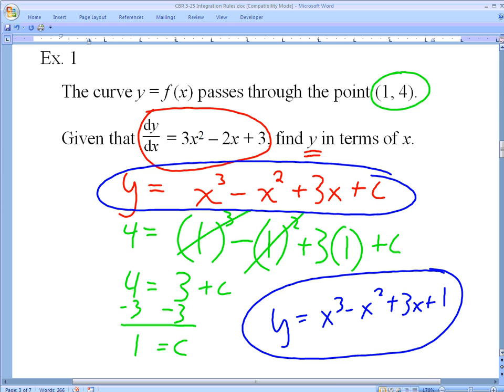So again, what do we need to find our C value? We need to have an input and an output, a point, an x and a y, and then we can plug that back into our equation to solve for C. We only have to worry about C when it's an indefinite integral where there aren't boundaries. So if there aren't boundaries and we have a point, we can find what the C is. If there aren't boundaries and we don't have a point, we have to leave the C in our answer.